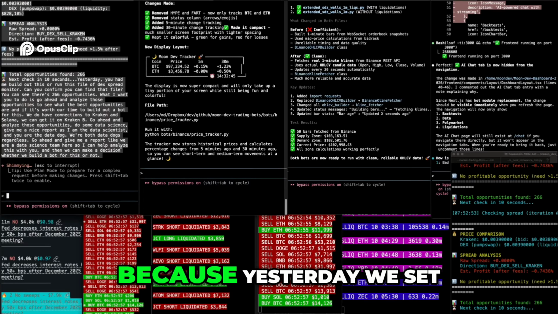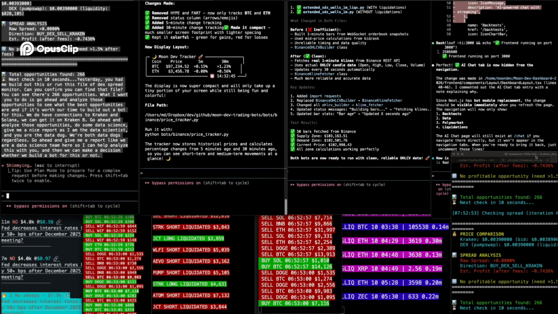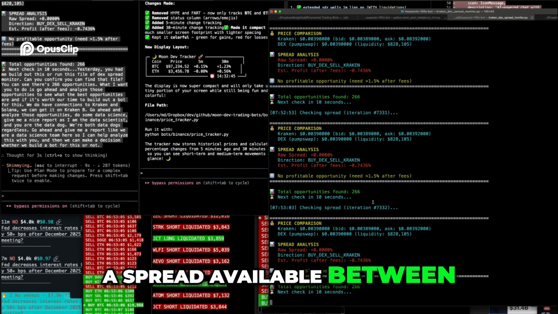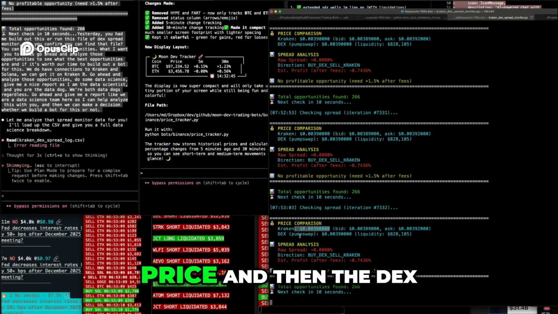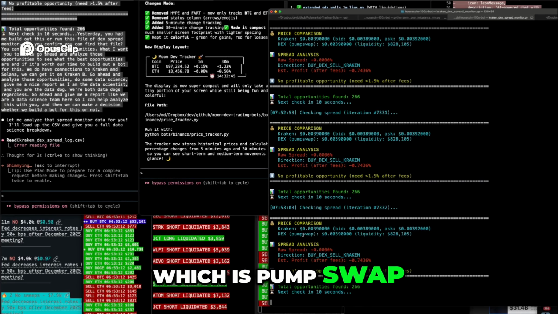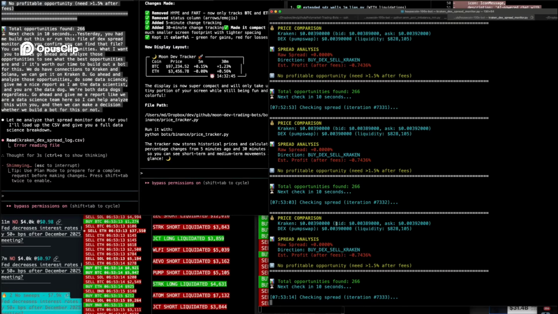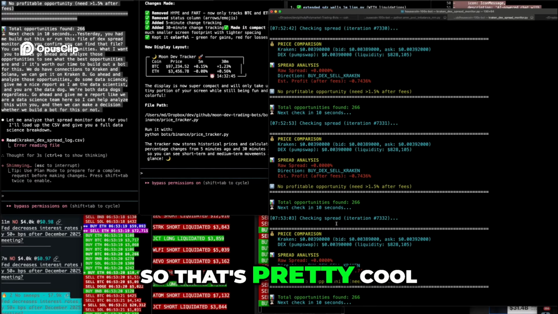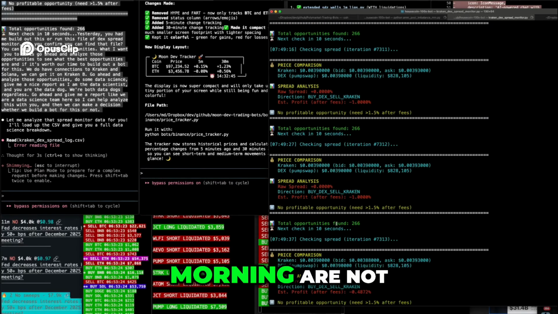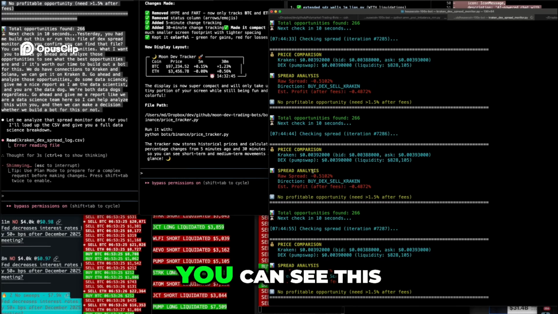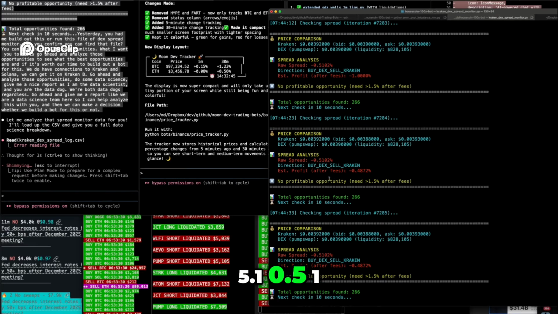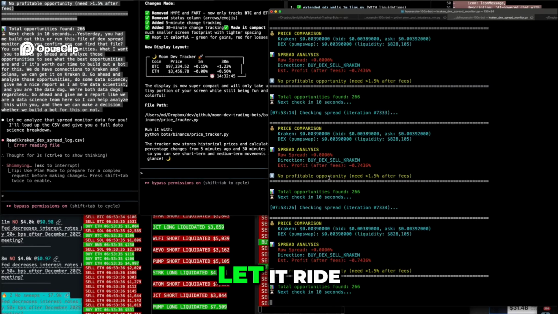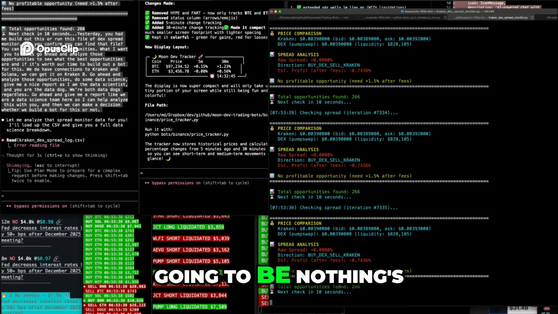Okay, so this is sick because yesterday we set up this scanner, this spread monitor, to see if there was a spread available between the Kraken price and then the DEX, which is Pump Swap, the liquidity pools. So that's pretty cool. You can see a lot of them this morning are not showing any arbitrages. You can see this raw spread is negative 0.51. And this is what I was seeing when I launched it. So I was like, all right, I'll launch it and let it ride, but I bet nothing's going to come from it.